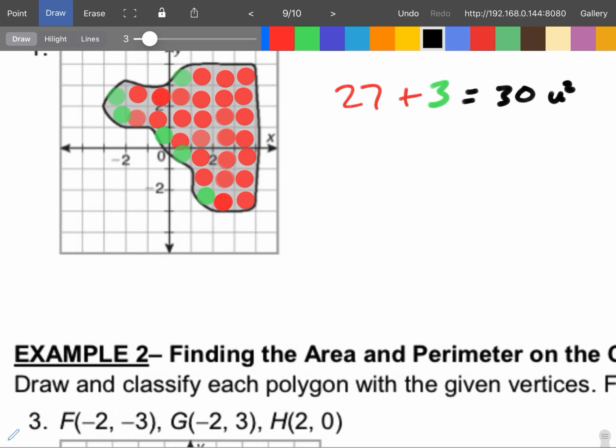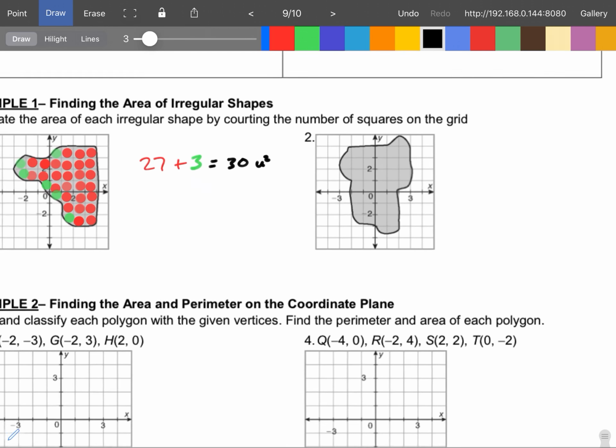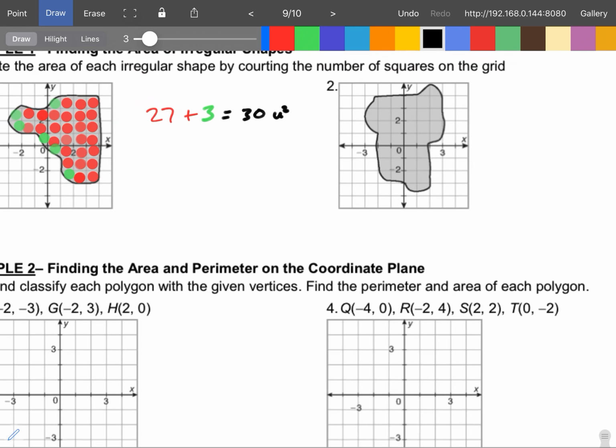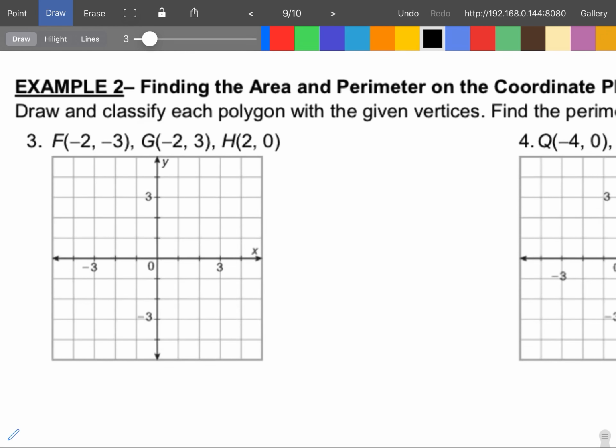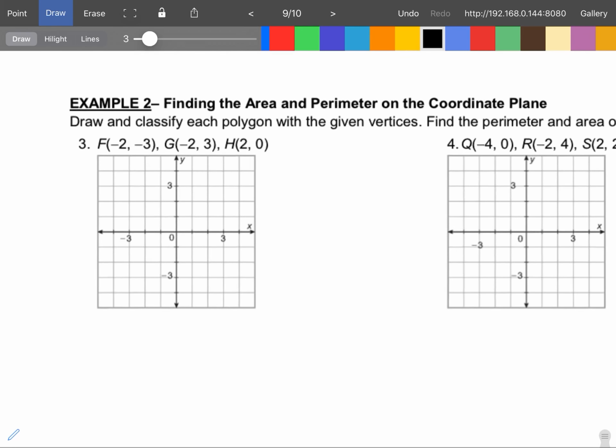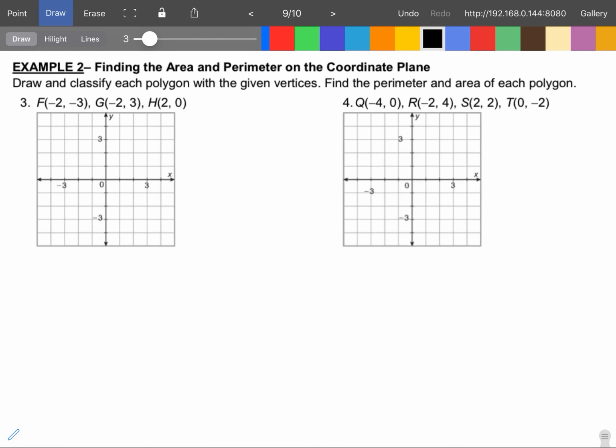I think that's probably good enough. I don't know if we need to do example 2. I think you guys got the idea, same kind of thing. So let's leave that one and let's go on to example 3. Now the first thing we got to do on example 3 is we actually got to draw the figure before we find the area, and then we also have to find the perimeter.